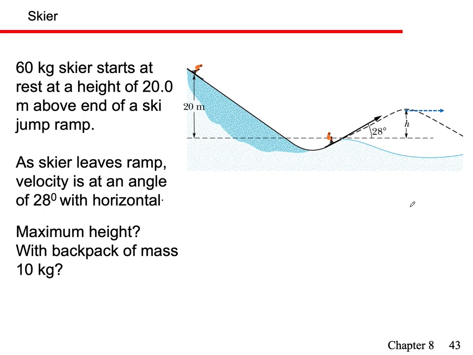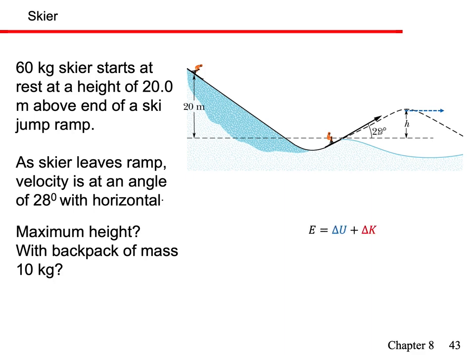All right, ski jumper. A 60 kilogram skier starts at the top at a height of 20 meters above the edge of the top of the ski ramp, and leaves the ramp at an angle. What's the maximum height? You might say, oh wait a second, it should go up to exactly 20 meters above where it started. But please realize at this point here, we still have a horizontal component of the velocity that's equal to what it was over here.